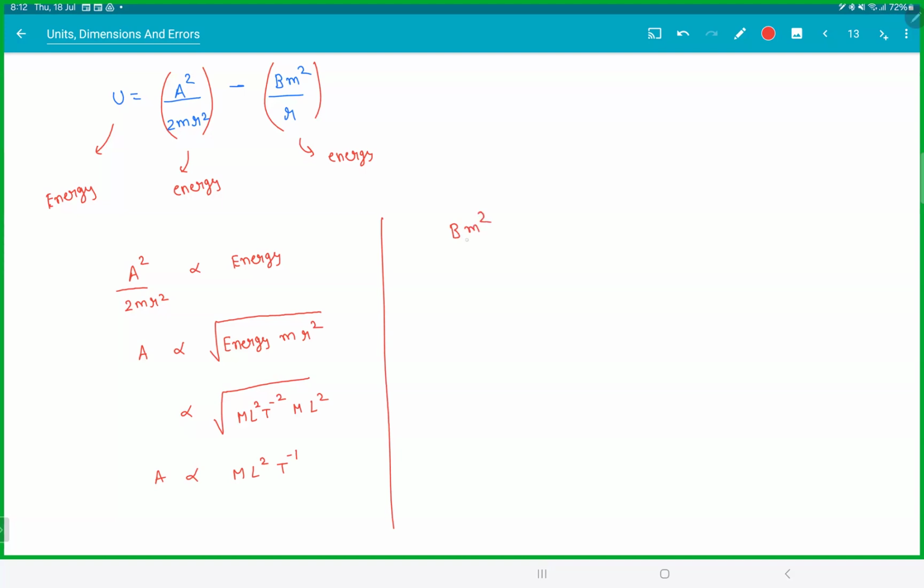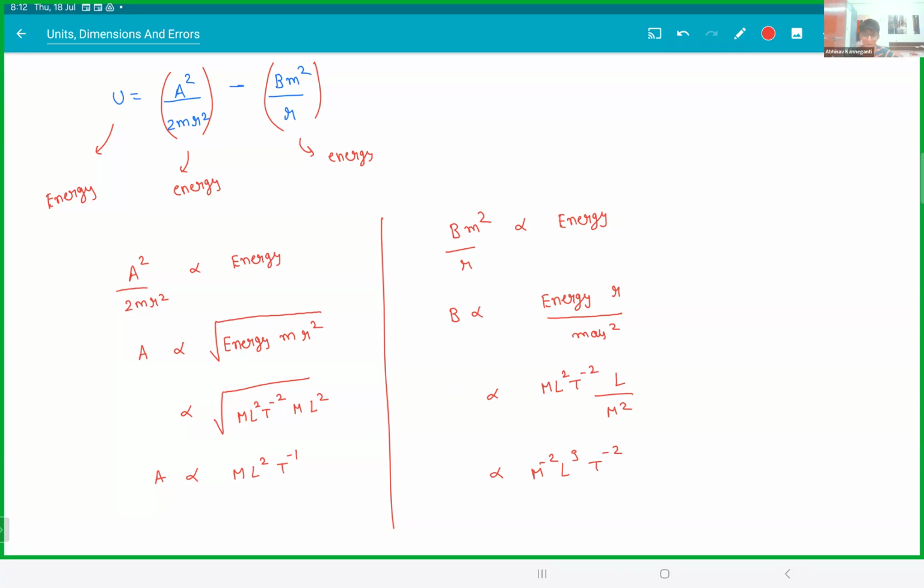Similarly, Bm square by R is also proportional to energy. So this is energy into distance by mass square. So energy is m L square t minus 2. This is length, and this is m square. M minus 2 L cube t minus 2. Right? So it should be m minus 1, right? Yes. M minus 1. You're right.